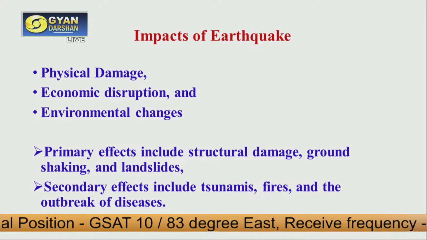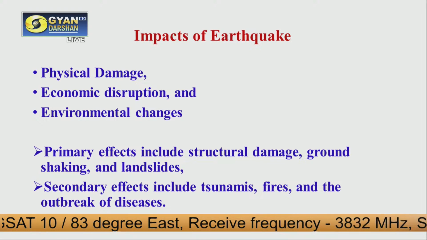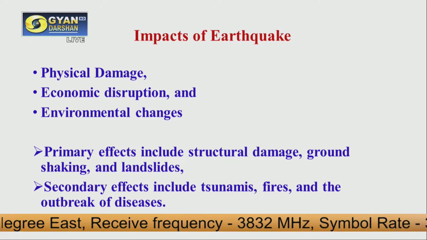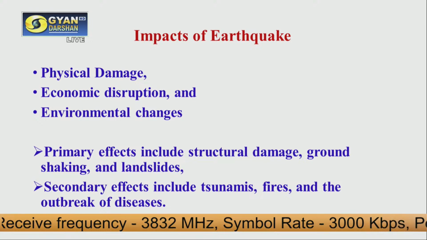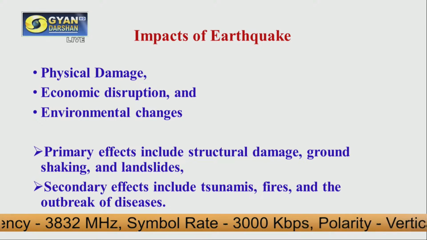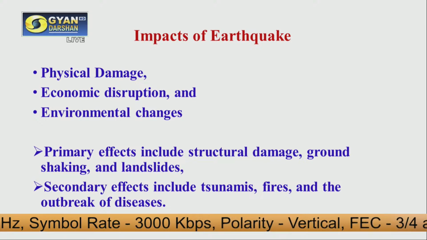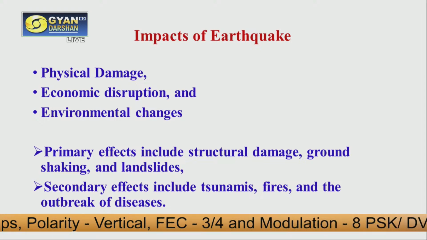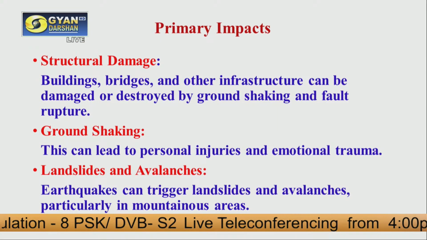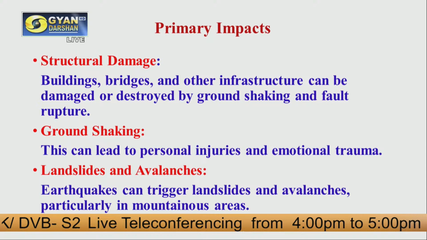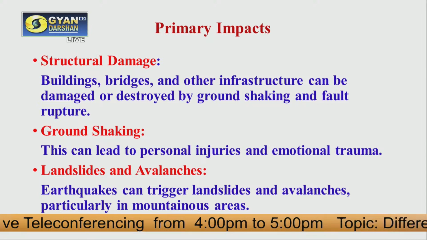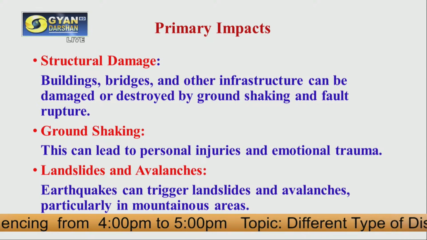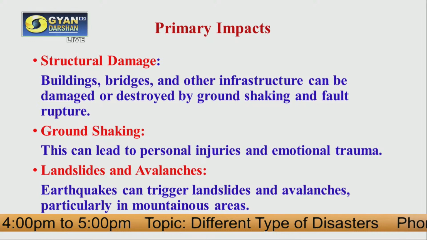Primary effects include the structural damage, ground shaking, and landslide, as we discussed in the primary hazards. The secondary effects or secondary impacts include tsunamis, fires, and outbreak of disease, basically. Let us see the primary impacts. Structural damage means damage to our buildings, bridges, and other types of infrastructure because of the excessive ground shaking, basically.